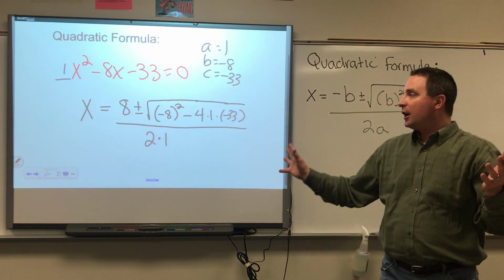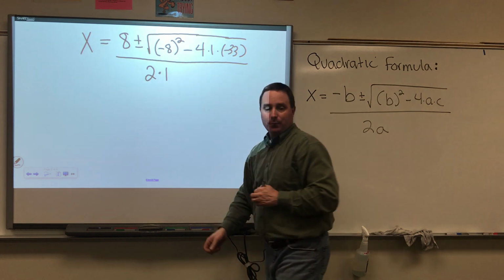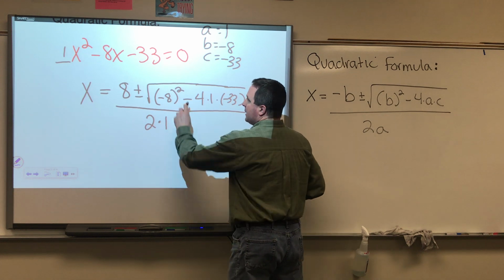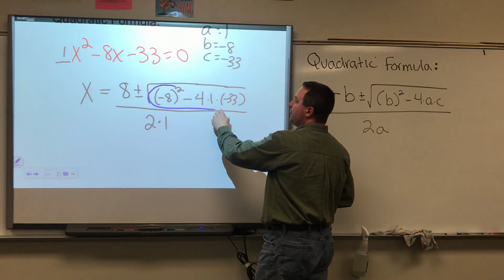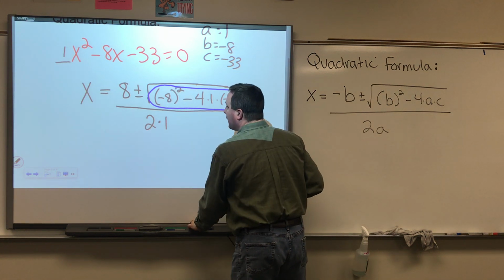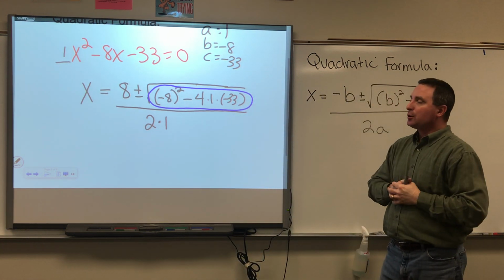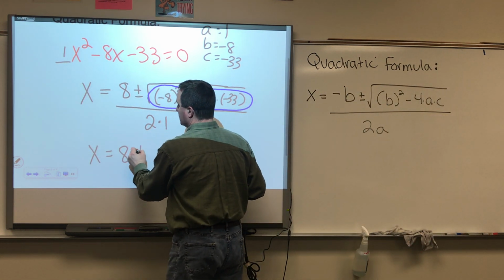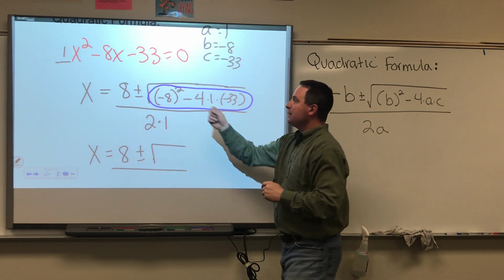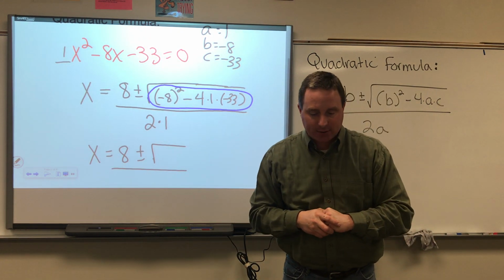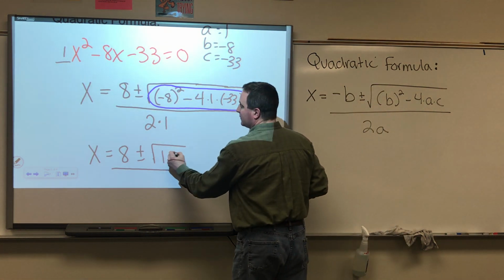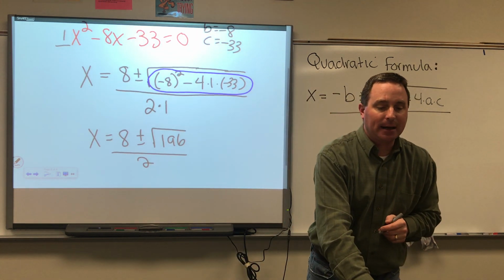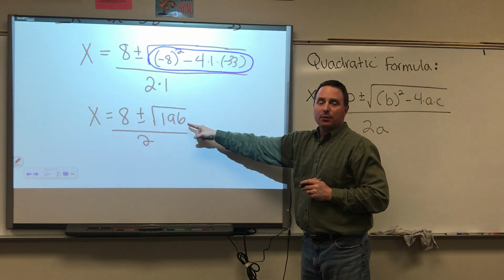I wrote it all out there. We're going to eventually use our calculators, but before we get too gung-ho, let's use our calculators to simplify and evaluate just the stuff under the radical. We're going to come back to the rest towards the end. If you pull out your calculator and do negative 8 squared minus 4 times 1 times negative 33, you're going to get 196, over 2 times 1, which is 2. So we cleaned it up and it looks a lot nicer. Just the square root of 196.